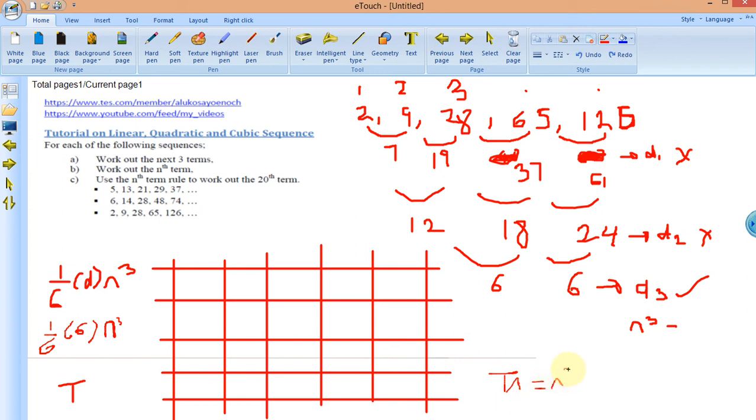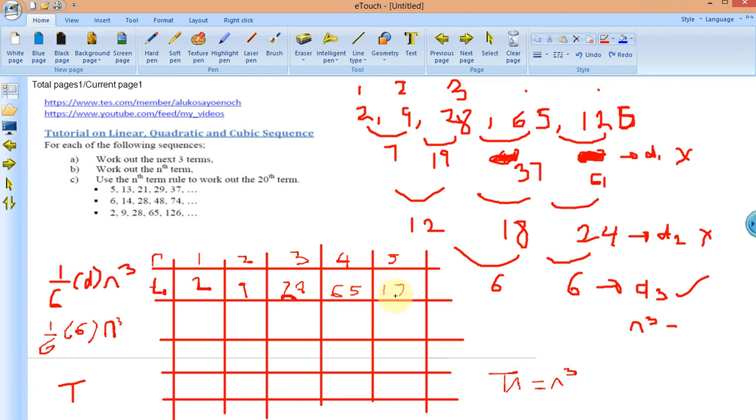So before I start the table, I can write 1 when n is 1. This is n. The real question is T. Let's call it T naught. So n is 1, 2, 3, 4, 5, and the question terms are 2, 9, 28, 65, and 126.